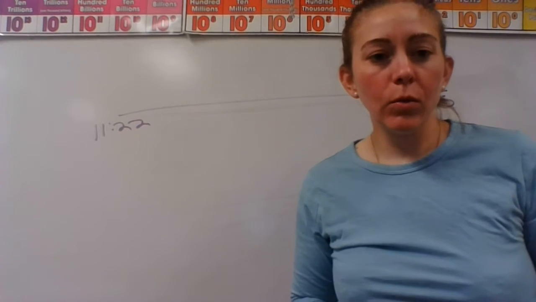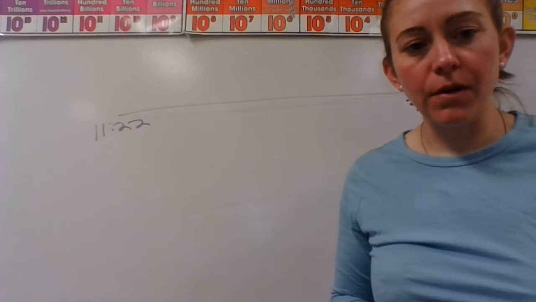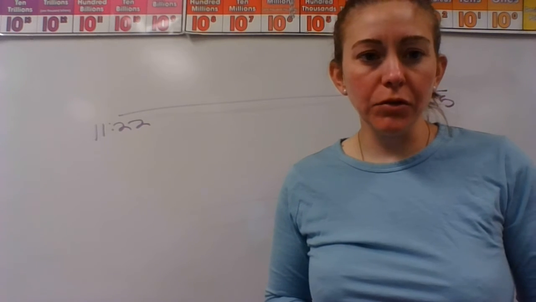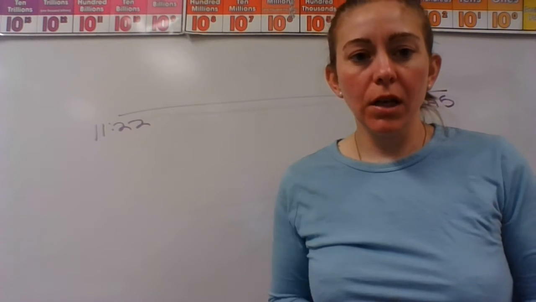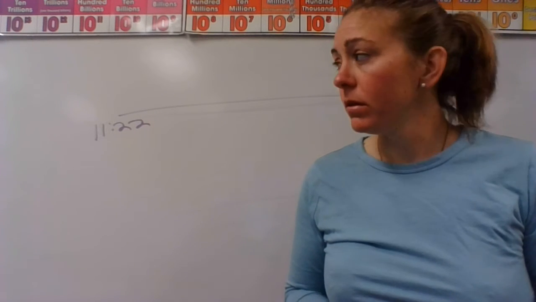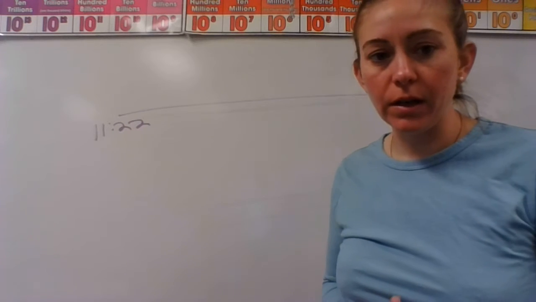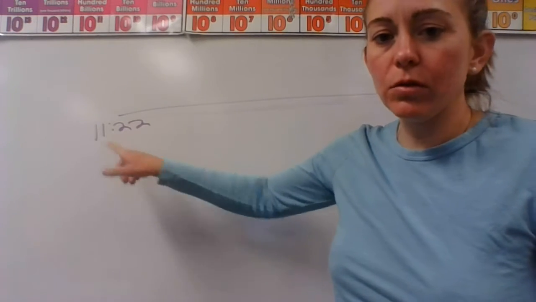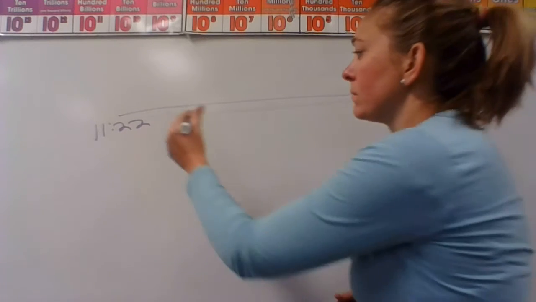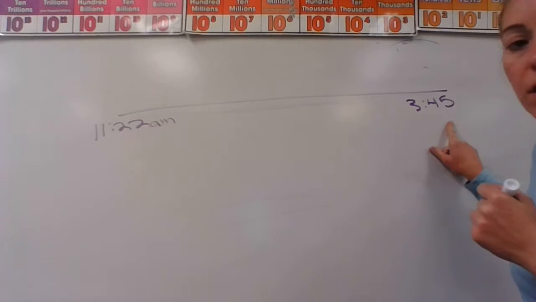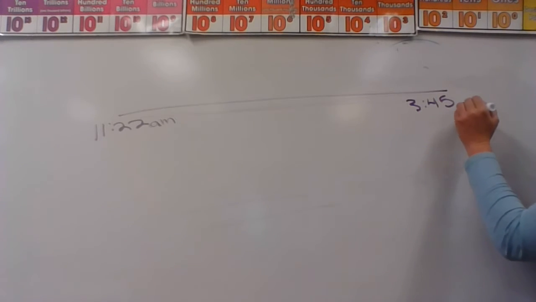Hey, so one of your problems from your math choice board this week is an elapsed time problem where it gives you a start time and an end time, and you have to figure out how much time is in between. So I'll be doing an example problem with you for that type of problem today. I'm going to start at 11:22 a.m. and we'll go to 3:45 p.m.